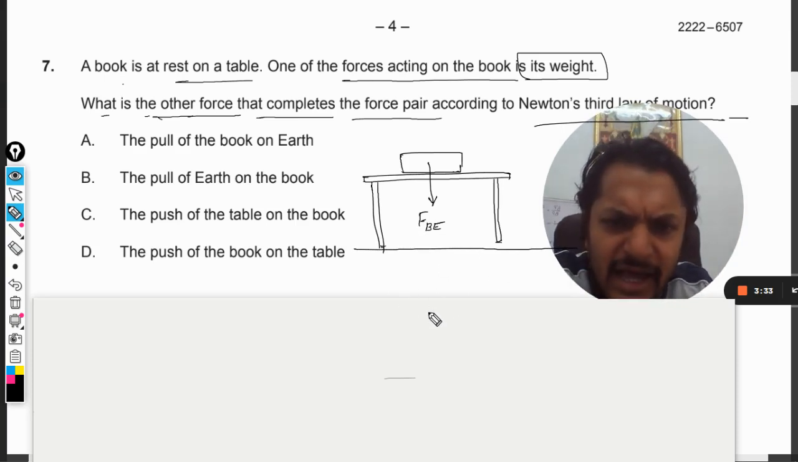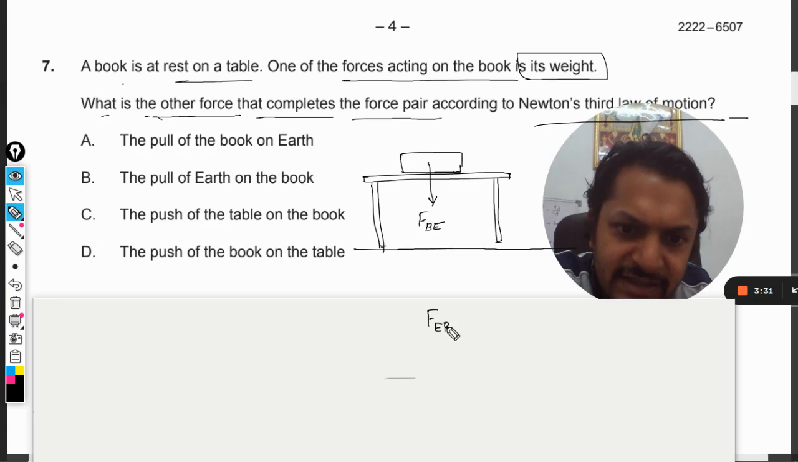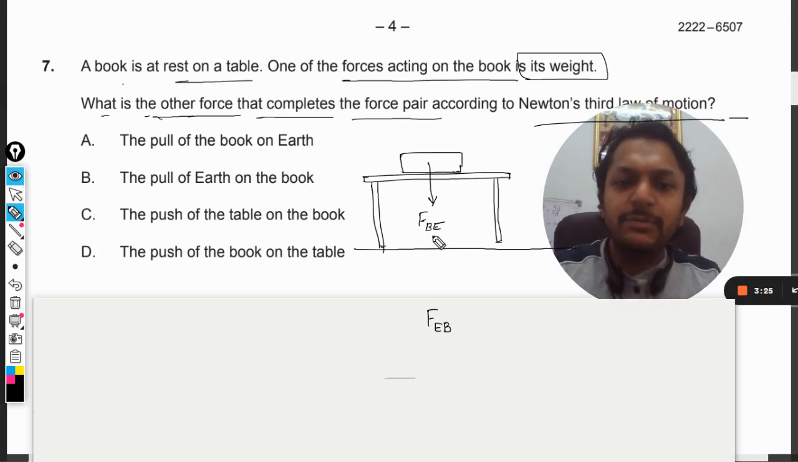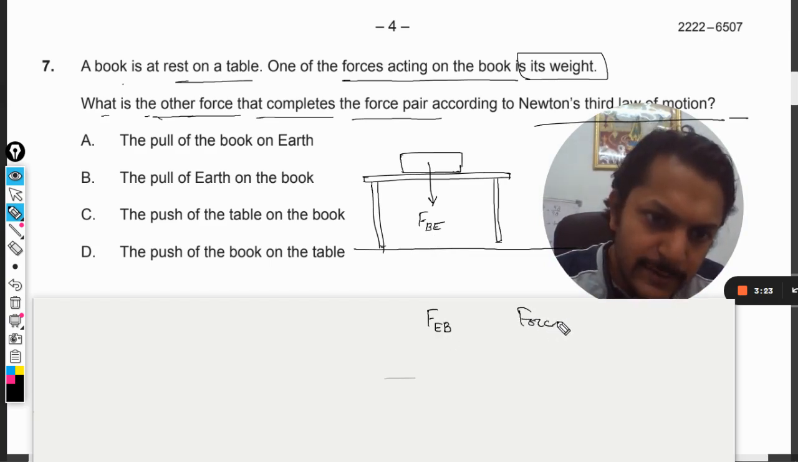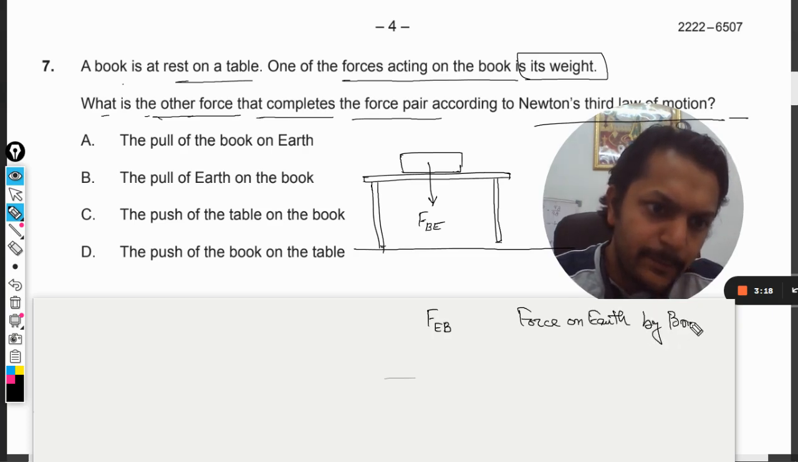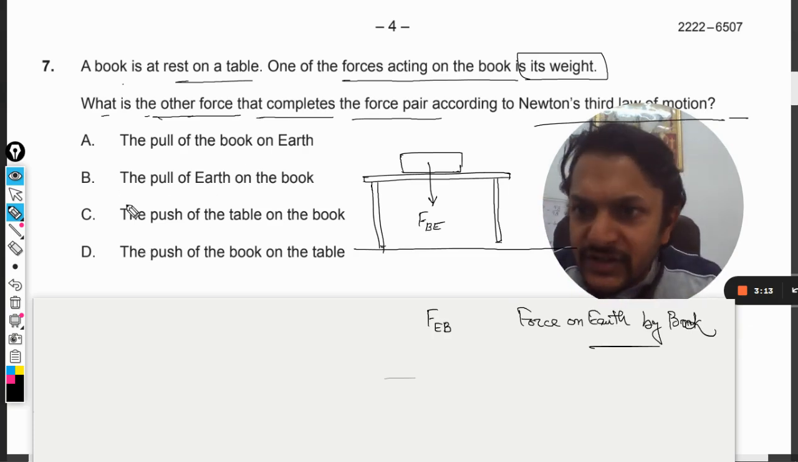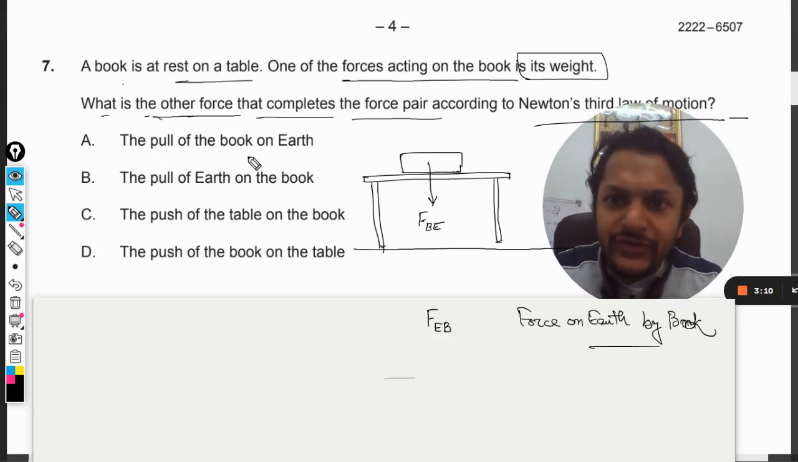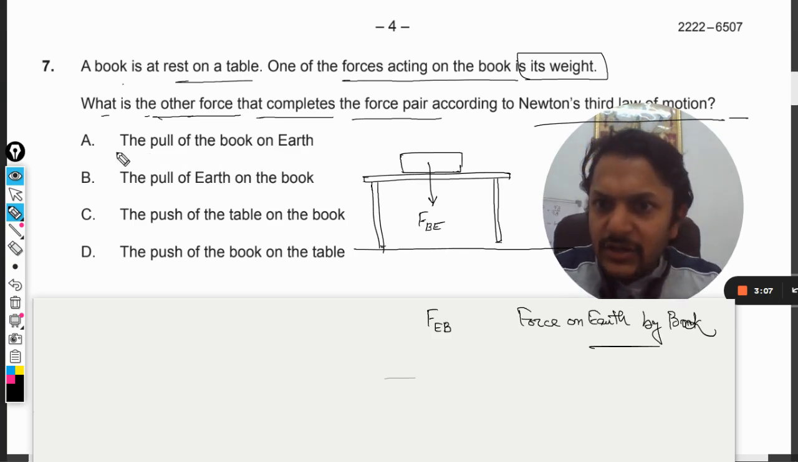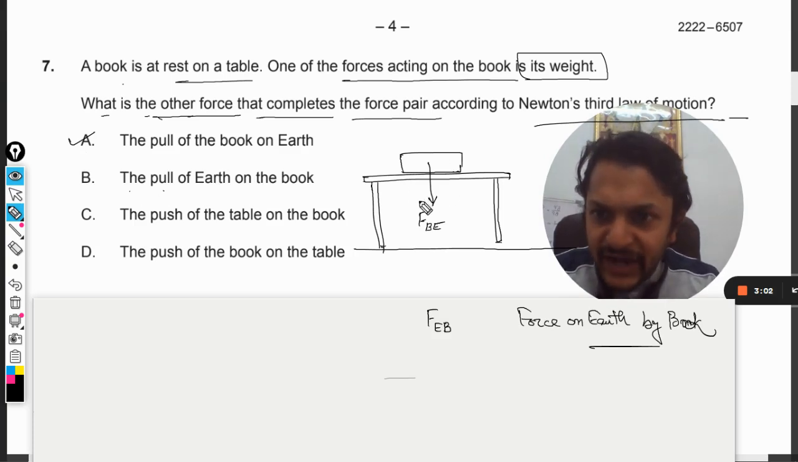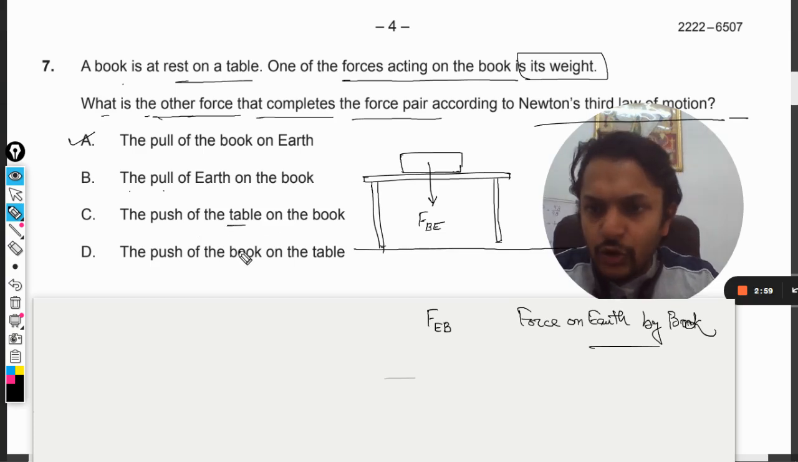So as a rule we can create the reaction force like this by just reversing the letters. B and E will be reversed as E and B, so it is force on earth by the book. So this becomes the reaction part, straightforward. So when we see the options, A is the pull of the book on the earth. Yes, A should be the answer. The pull of the earth on the book, but that is the action. The push of the table, no. The push of the book on the table, no.